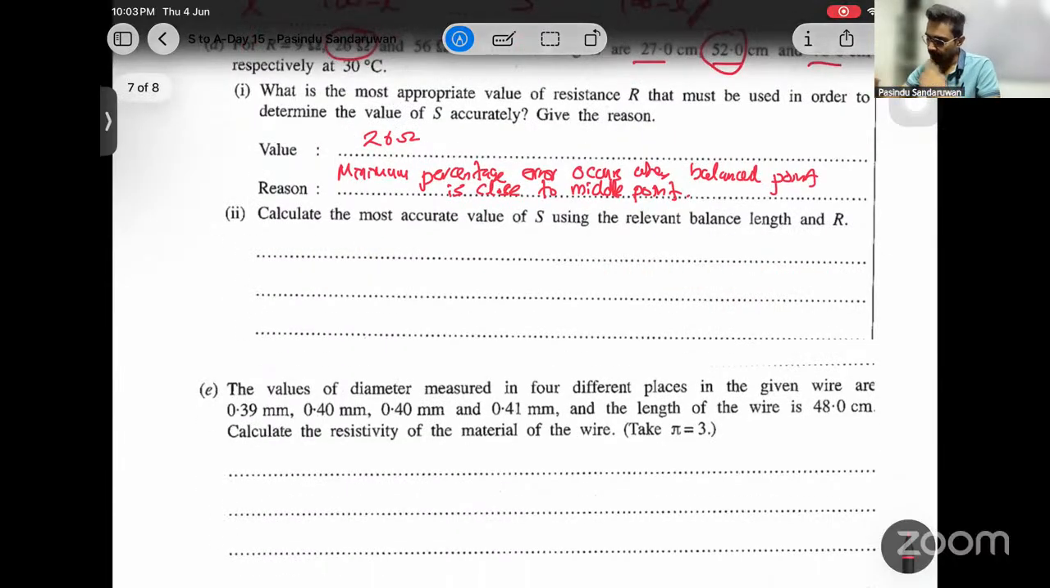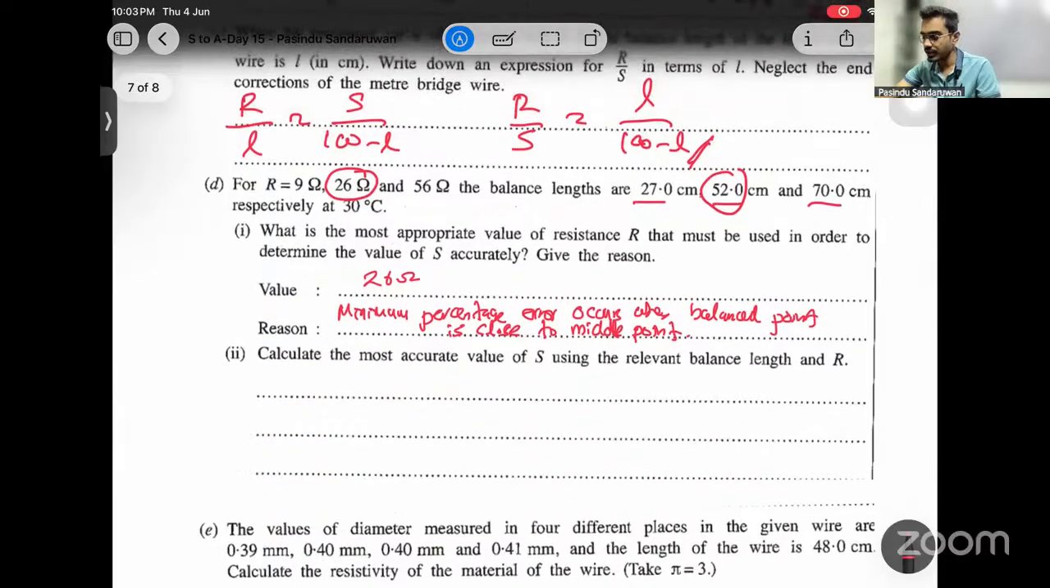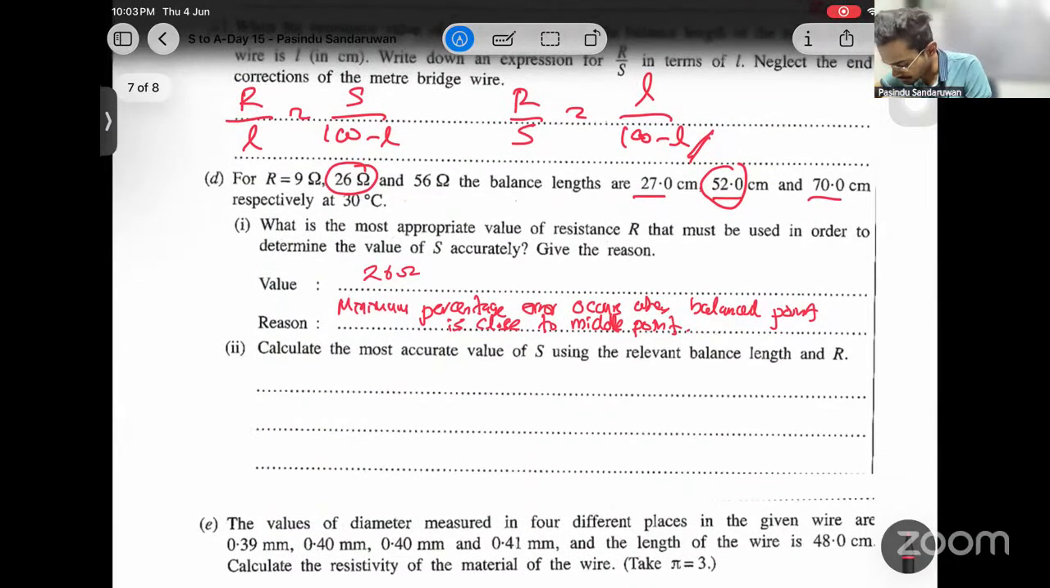Now, to calculate the most accurate value of S using the relevant balance length and R. We know R over S equals L over 100 minus L. Now R is 26 and L, the balance length, is 52. Then this is 52 over 100 minus 52.